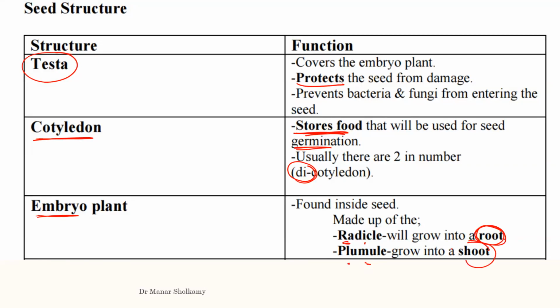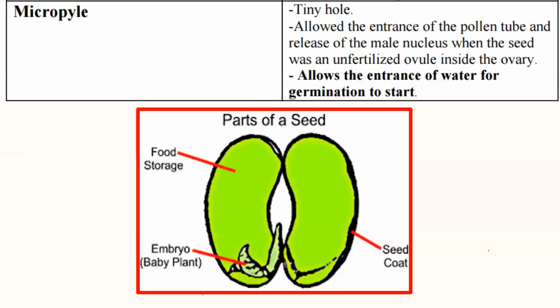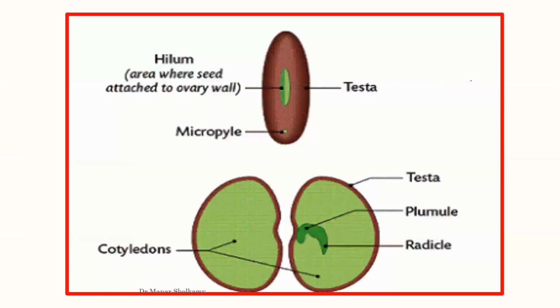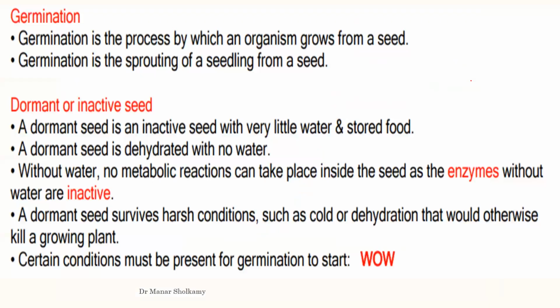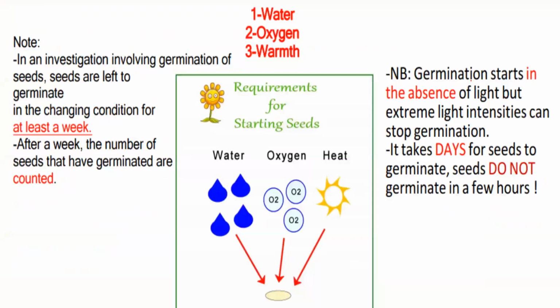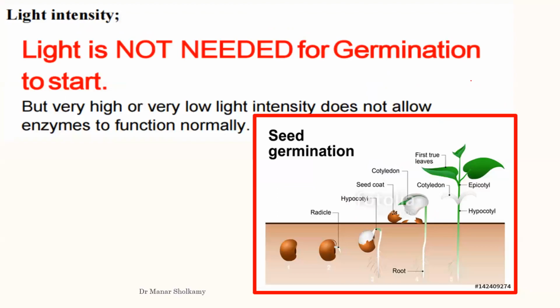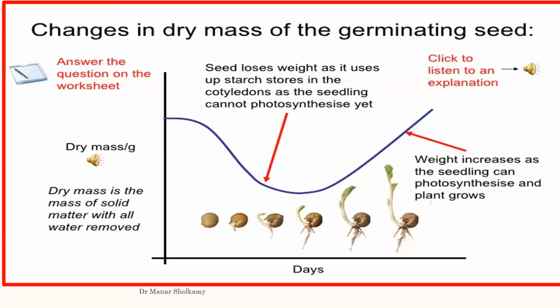If you have any questions, stop me, okay? The micropyle, this is the small hole that allows the entrance of the water for germination, and the pollen tube. Okay, I don't think anyone has any questions. And pictures and pictures and more pictures. Now I want to go directly to the graph that I was talking about. Here is the graph that I'm talking about.